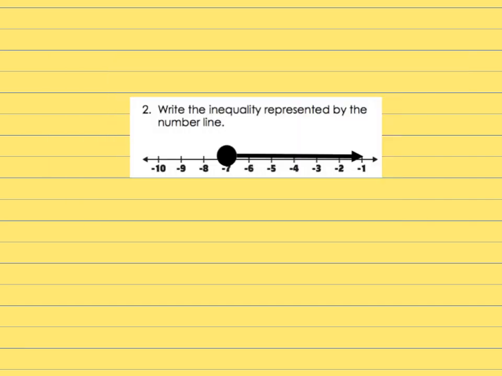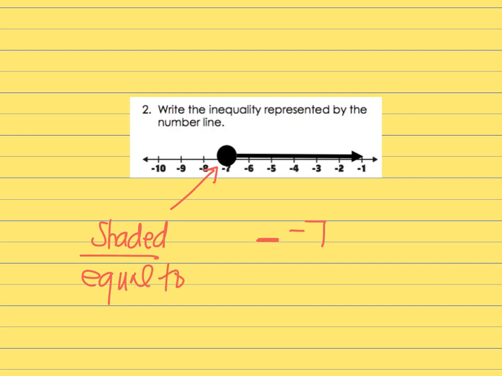So here's an example of a number line that's already been drawn. It goes from -10 to -1. The circle is placed above -7, so that's what I would put down as my number. It's shaded in, so that means it's going to be equal to. When your circle is shaded, that means it's also equal to. So I need an equal to sign underneath.